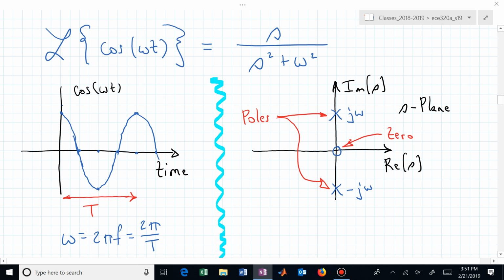As the frequency omega gets bigger, as that sinusoid gets faster, where do those poles transition to? Closer to the origin or further away? It's not a difficult question. They get further away, don't they? They go closer to infinity. As the frequency gets higher, those poles now move further away from the horizontal real line.